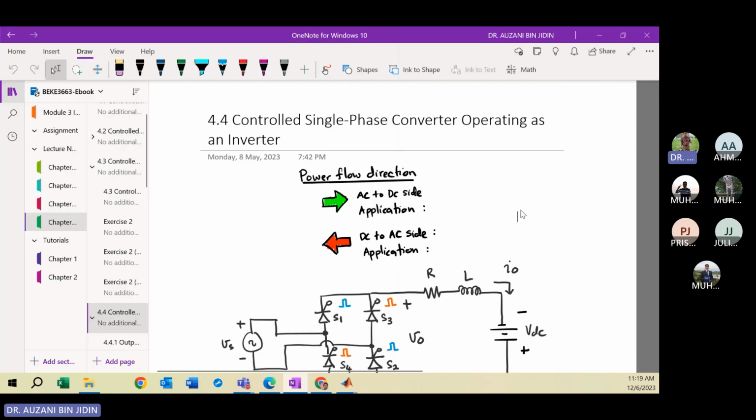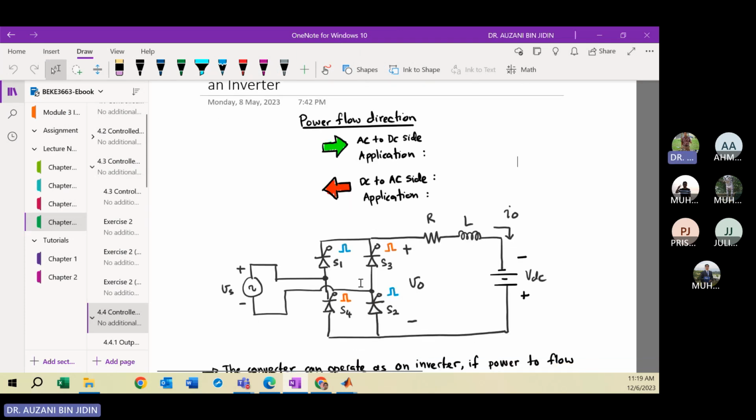Okay, for the next section, 4.4. Same circuit, but now please take a look at the polarity of the DC voltage, where the positive sign is at the bottom side and the minus sign at the top side. So you need to change the polarity of the battery, for the transfer of power from AC to DC side.